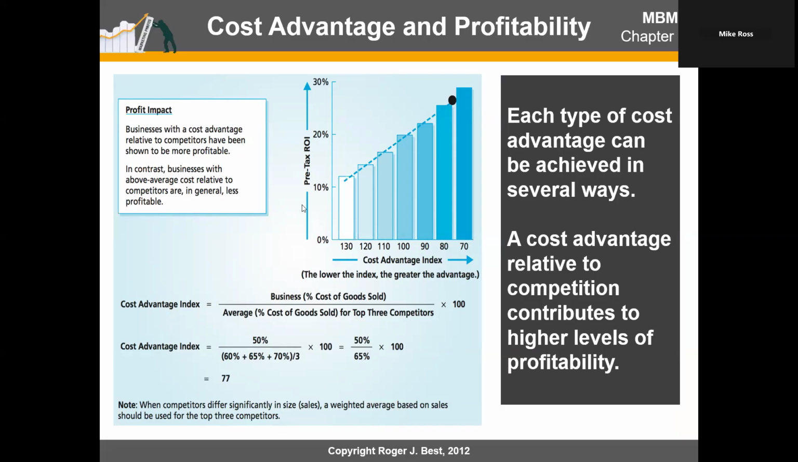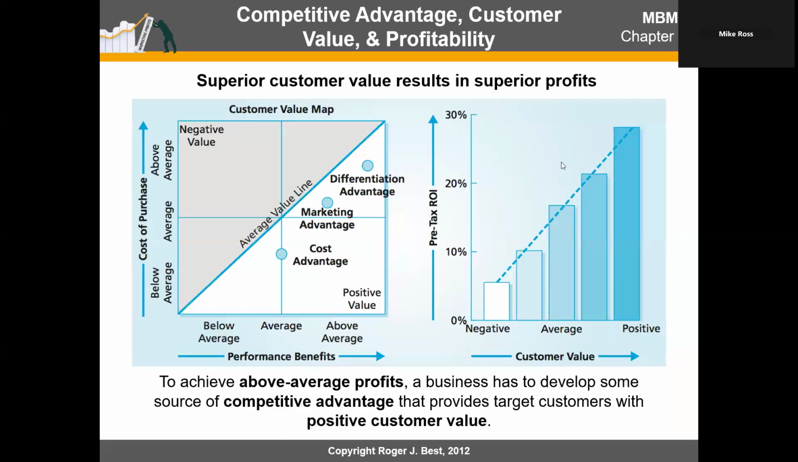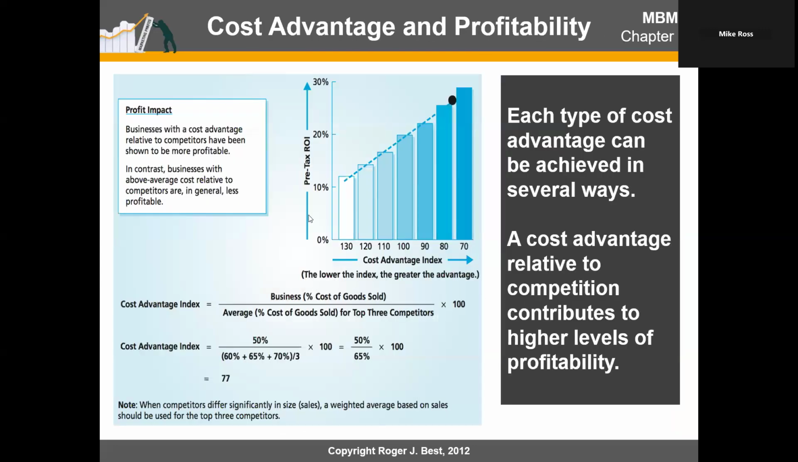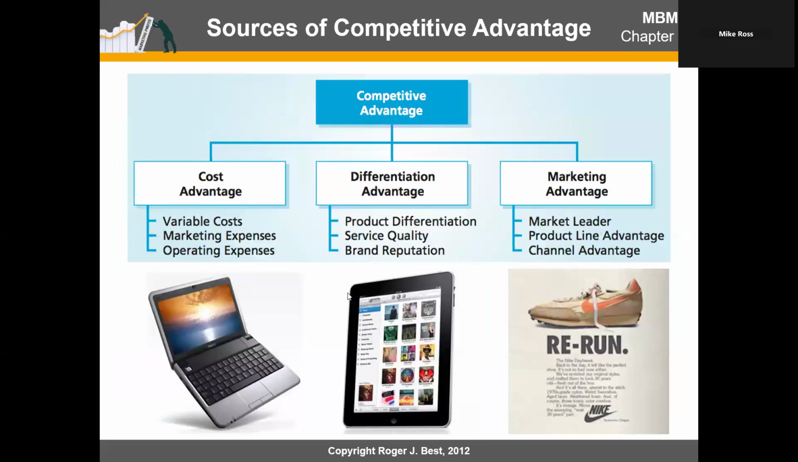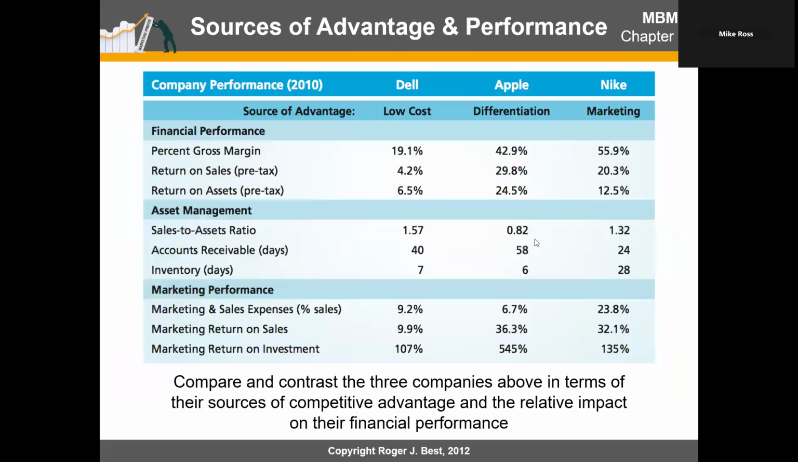So here, this is another layer below this slide, looking at customer value. It makes sense by logical extension that the further I move along this x-axis, where I'm increasing customer value, the greater cost advantage I have, because the level of profitability, pre-tax ROI, is much higher the further to the right than the further to the left. And so that is a logical extension of this chart here on the right.